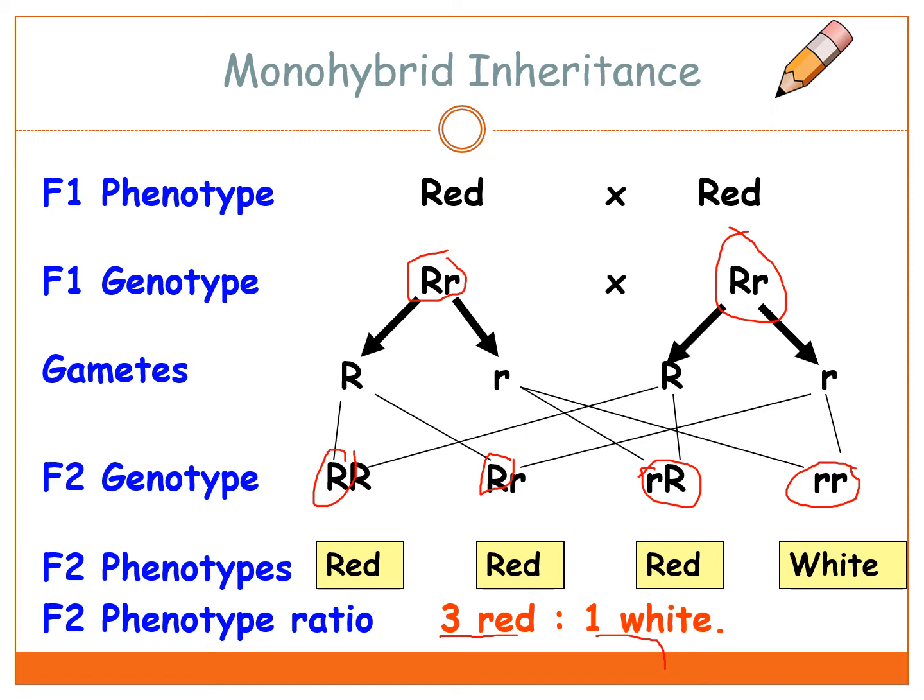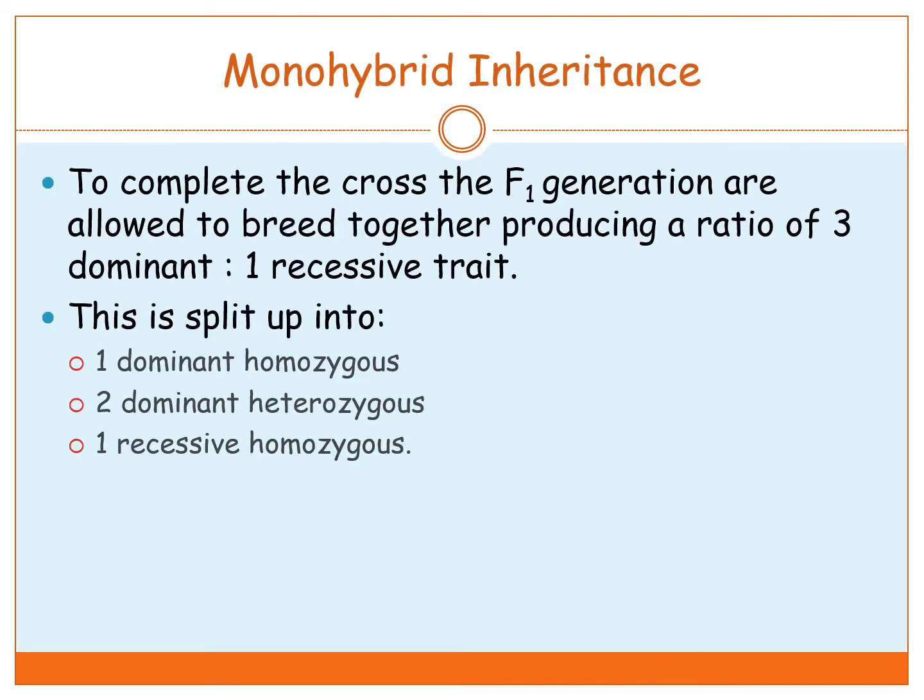So let's review what was on the last slide. If you complete the F1 generation cross, then you get a ratio of 3 dominant to 1 recessive. This can be split up into 1 dominant homozygous, 2 dominant heterozygous, and 1 recessive homozygous.